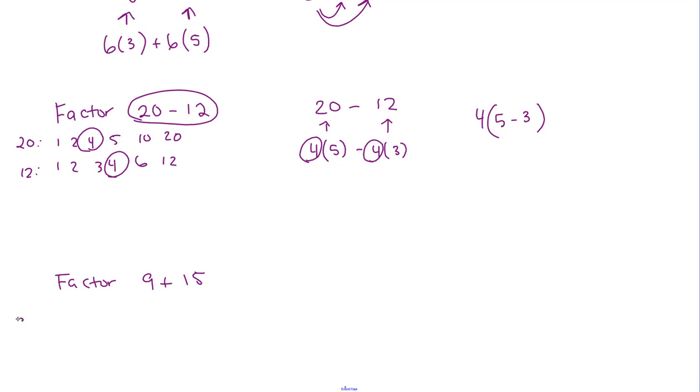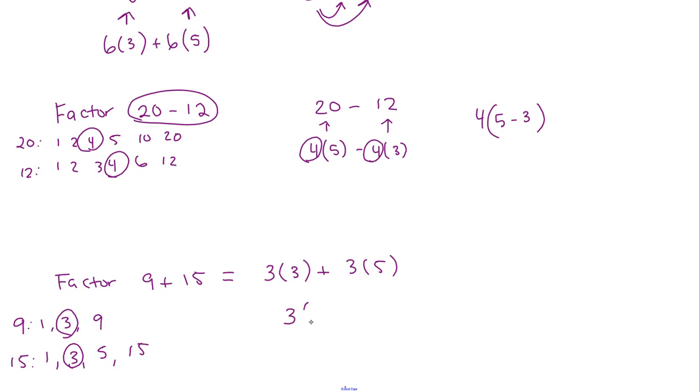Okay, so for 9, we know we're going to have 1, 3, and 9. For 15, we have 1, 3, 5, and 15. The greatest common factor is 3. So we're just going to rewrite this as products of 3: 3 times 3 plus 3 times 5. And then we write it as 3 times (3 plus 5). And we have factored this.